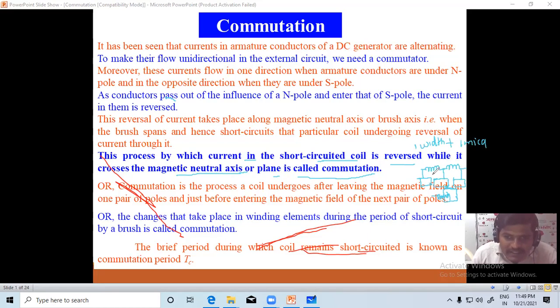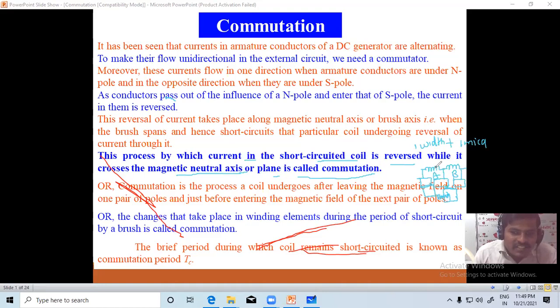Suppose here this one is coil A, this one is coil B. Suppose coil A is undergoing commutation. If it is in commutation, then the brush is like this, or the brush is at this position.